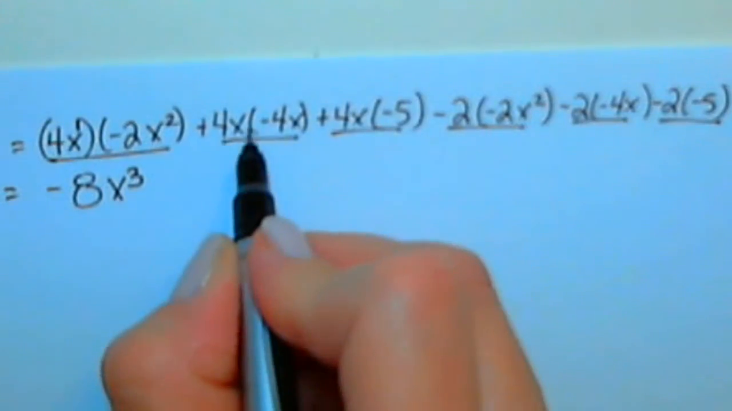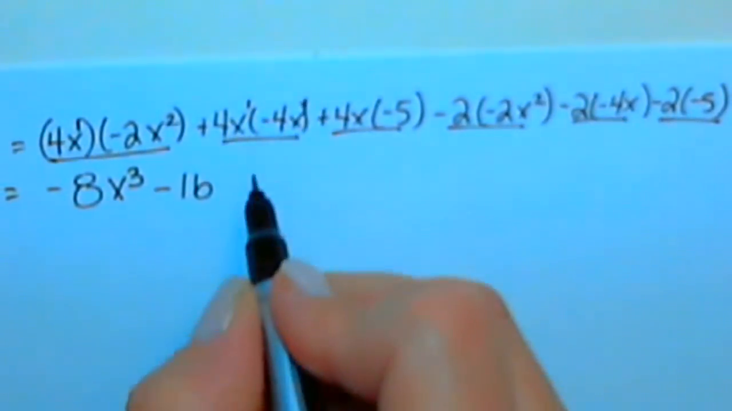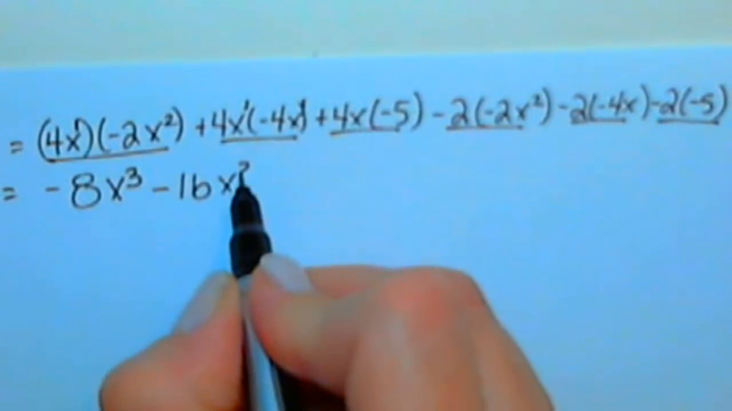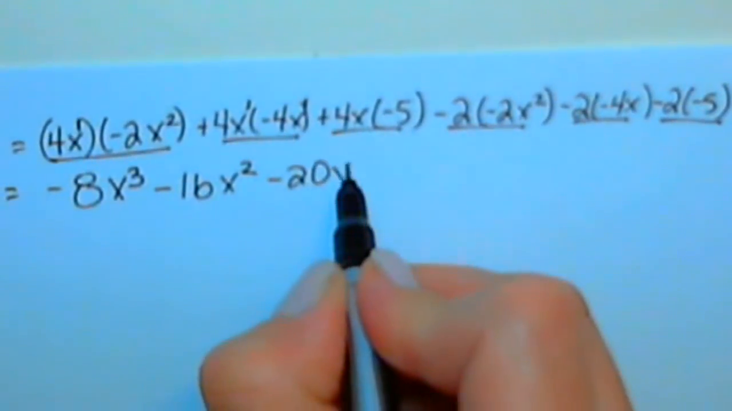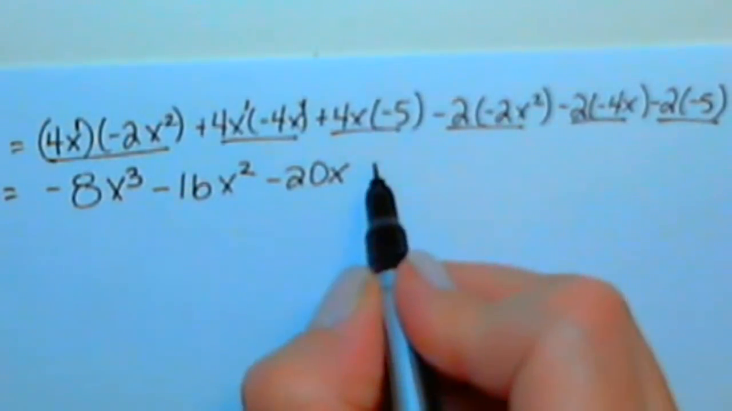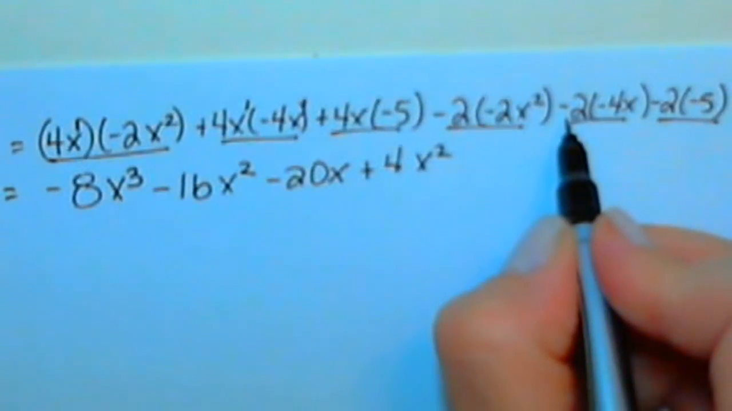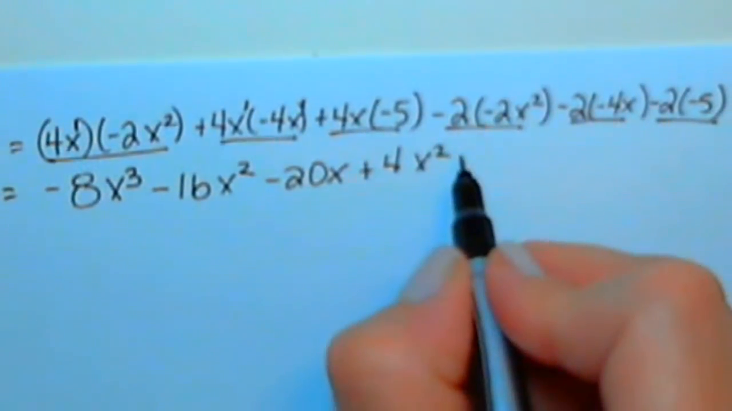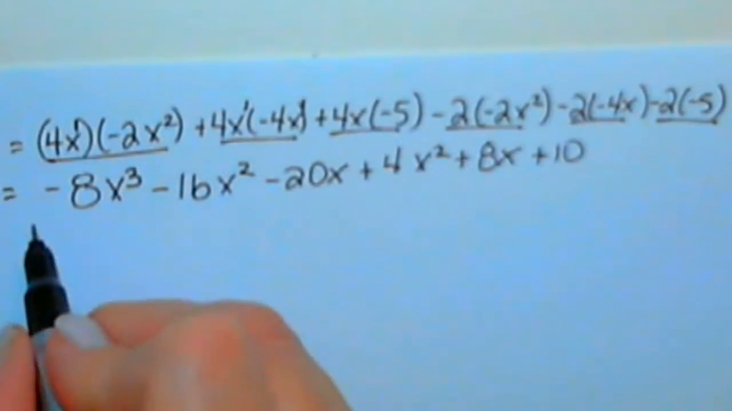x to the 1 times x squared is x cubed. And negative 4 times positive 4 is negative 16. And again, x to the 1 times x to the 1 is x squared. Plus 4 times negative 5 is negative 20x. Negative 2 times negative 2 is plus 4 with the x squared. Negative 2 times negative 4 is plus 8 with the x, and plus 10.